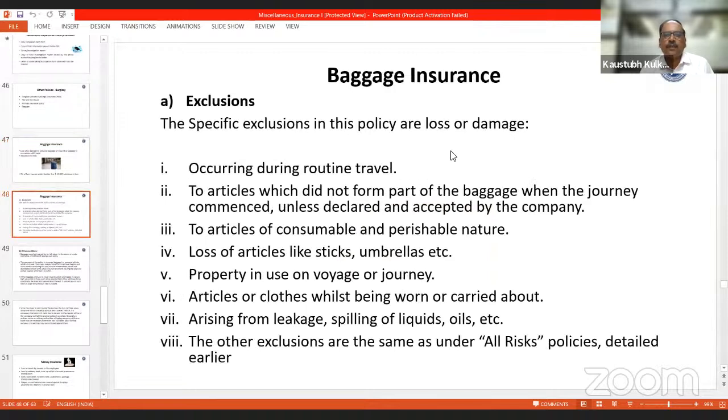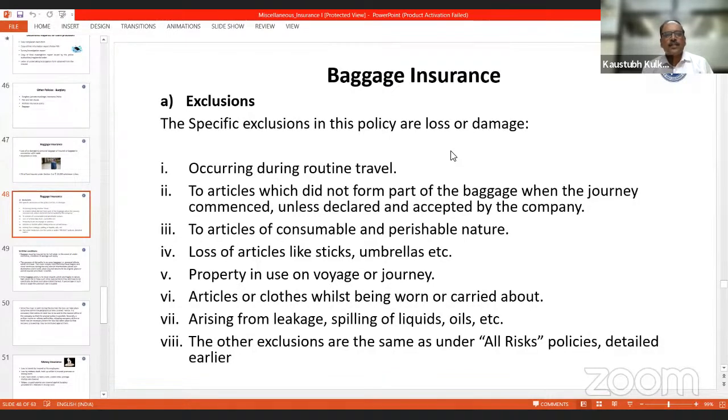Now, what is the difference between baggage insurance and transit insurance for the stock? The baggage insurance has certain specific exclusions. When we deal with these exclusions, you will very well understand the difference. The specific exclusion is loss occurring during routine travel. When the insured is moving from his home to his office or his routine work, this is called routine travel. So whatever damages or theft occur to the baggage during this routine travel are excluded. So the travel has to be other than the routine travel.